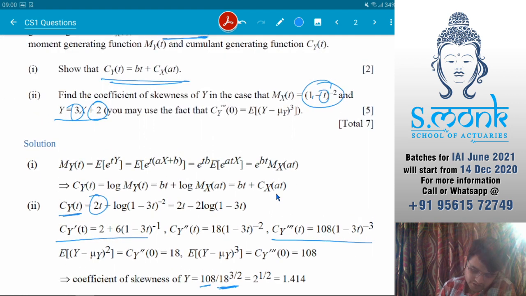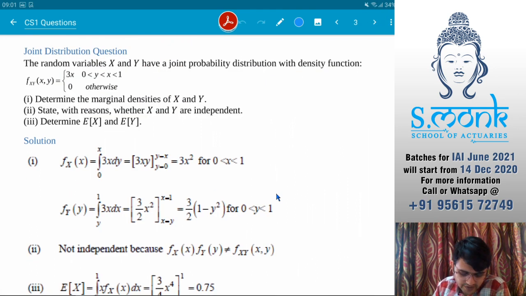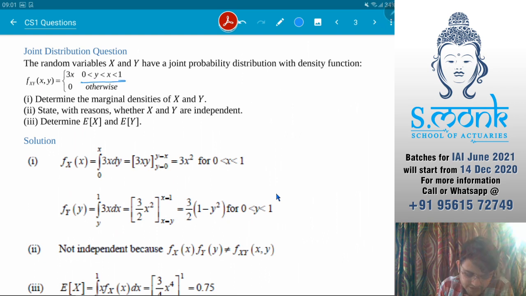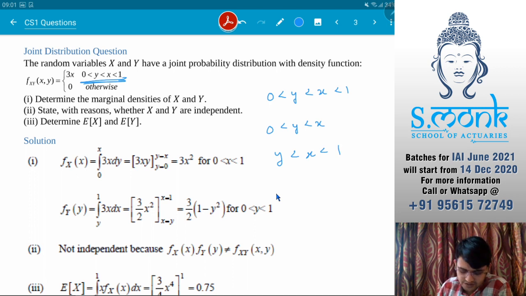Okay, and let's go to the joint distribution. In joint distribution, random variables x and y have joint probability distribution with density function this. Now this is a typical type of question where you may have x and y such that they are dependent on each other. So 0 less than y less than x less than 1. This just means that y goes from 0 to x and x goes from y to 1. They are dependent on each other.